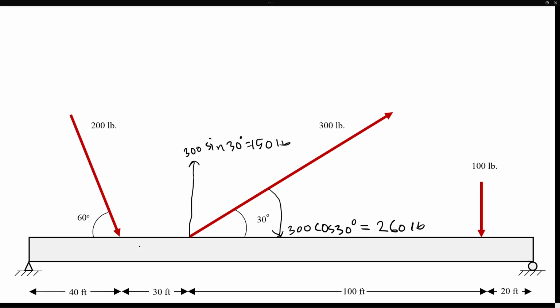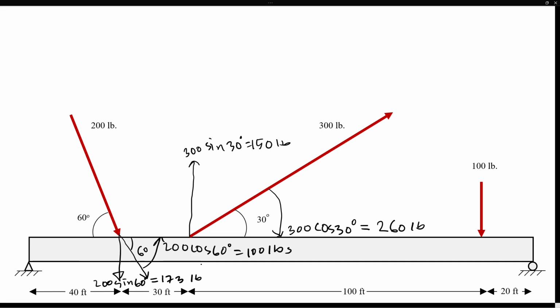And then we have this 200 coming this way. I'm going to extend that, so that's 60 degrees. So you're going to resolve this way. That's going to be 200 cosine 60, which is 100 pounds. And then the vertical component going downwards would be 200 sine 60. So that's going to be 173 pounds. So you can resolve all these forces.